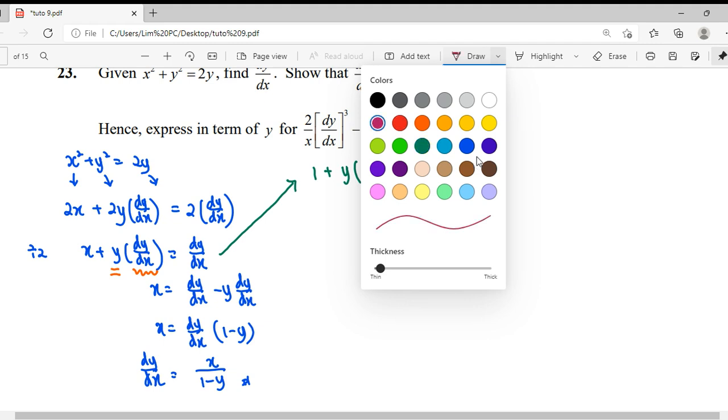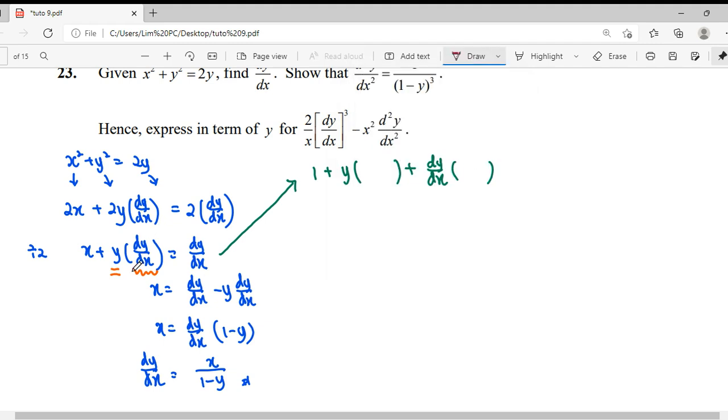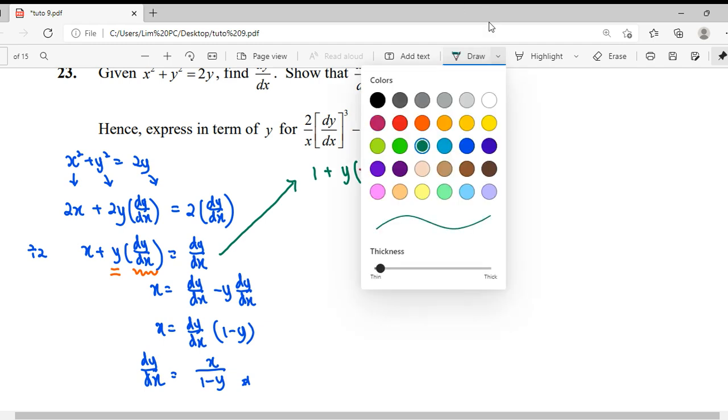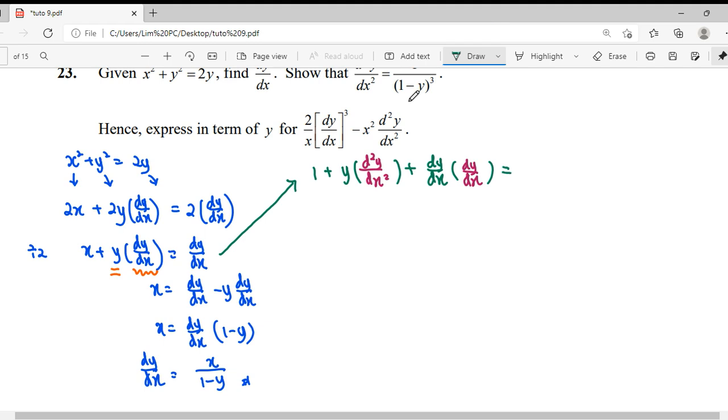So when we want to differentiate the back, for dy/dx, when we differentiate again, it will become d2y/dx squared. Then differentiate the front: differentiate y, we get 1, but because of y, it will become dy/dx. So this is how we differentiate y. Then we continue. For the term at the right hand side, when you differentiate dy/dx, it will become d2y/dx squared. So we're going to collect our d2y/dx squared together.